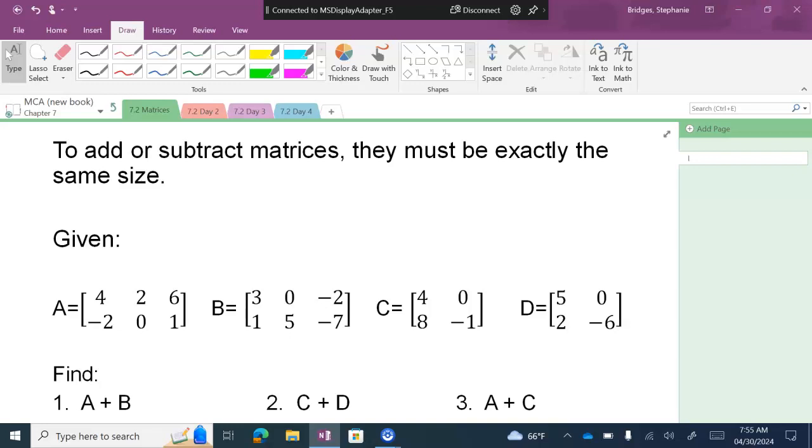Again, to add or subtract matrices, they have to be the same size. Otherwise, you can't add or subtract them. So we have 4 matrices there, A, B, C, and D. If you'll take a minute and write those down, we're going to use those same 4 matrices for the rest of these questions.